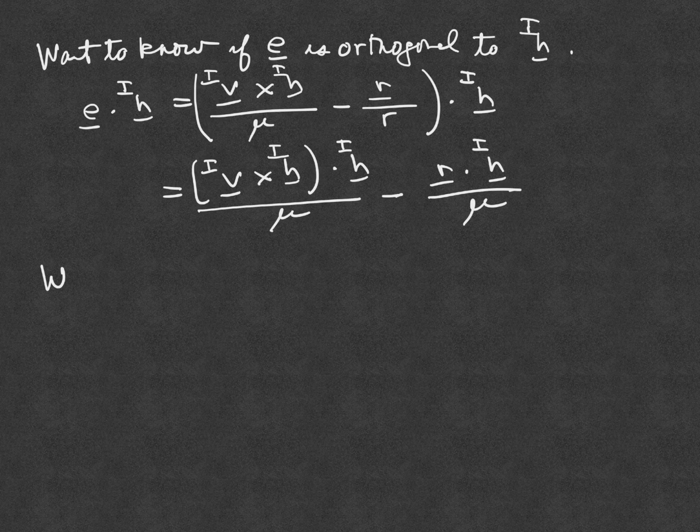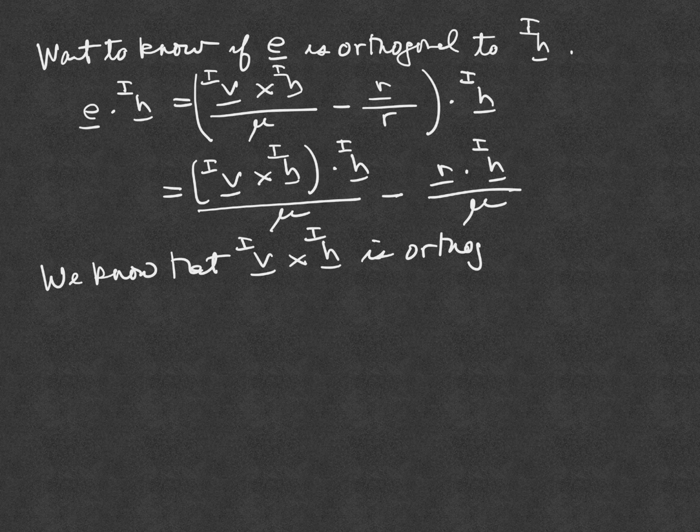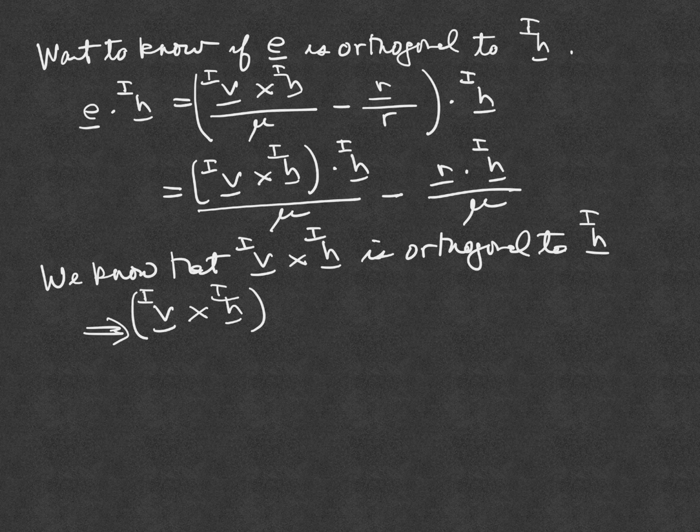Now we know that VI crossed with HI is orthogonal to HI. It has to be, because the cross product between any two vectors is orthogonal to both the vectors. So that implies that VI crossed with HI dotted with HI has to equal 0. So the first term is 0.